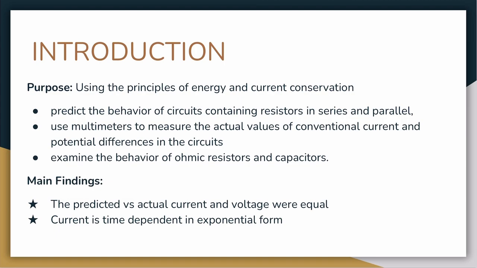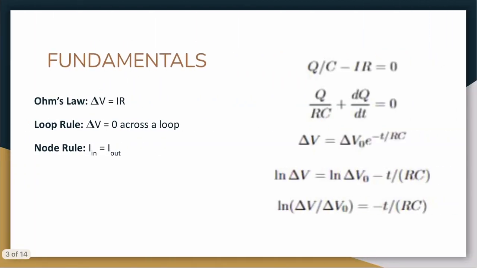in exponential form. Some fundamental principles that we will use throughout this experiment are Ohm's law, which is delta V equals IR, the loop rule, which means that delta V equals 0 across the loop, and the node rule, which means I in equals I out, looking at current. On the right, we have a variety of equations that will be used throughout this experiment to help us measure values.